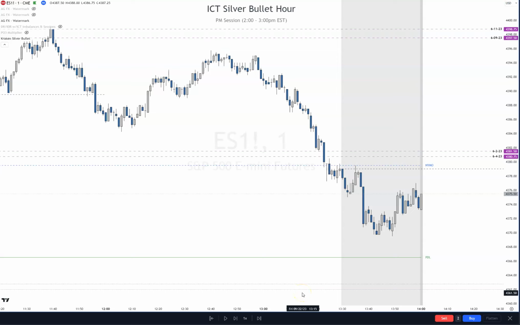Today I want to go over the PM Silver Bullet on September 22nd. So the first thing I'm going to do is turn on the Kraken Silver Bullet indicator.